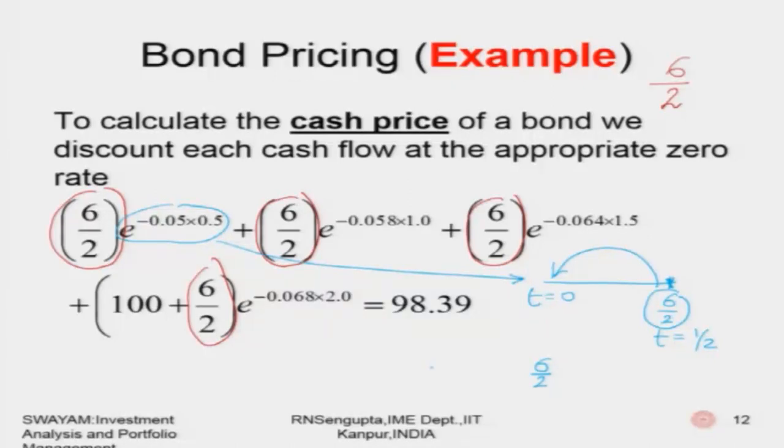Let me go into this. If this value was x, then x compounded continuously would be x e to the power rt, we know the formula. R is 0.05 and t is half. That is equal to 6 by 2. So, to find x, it becomes 6 by 2 times e to the power minus 0.05 into half. This value which is written is exactly what is coming out here.